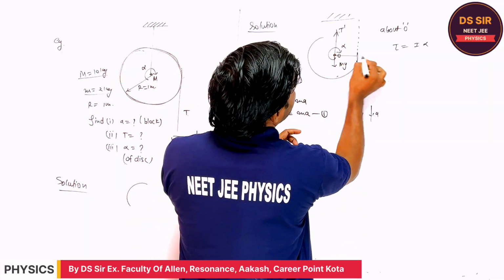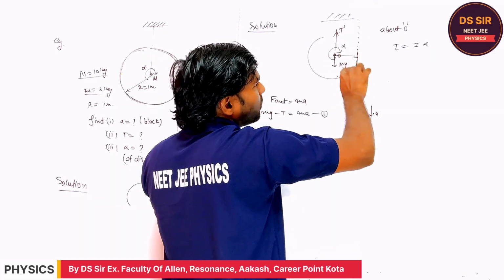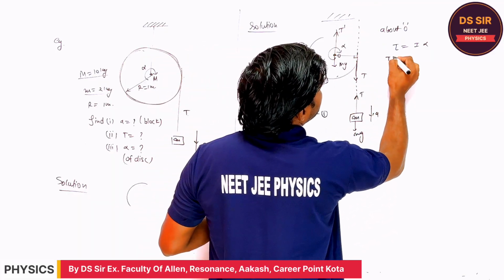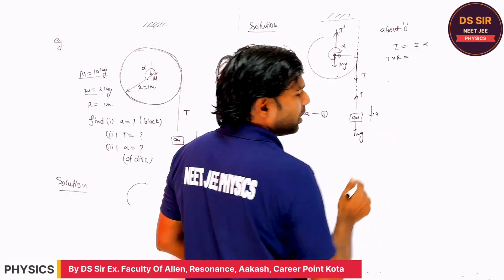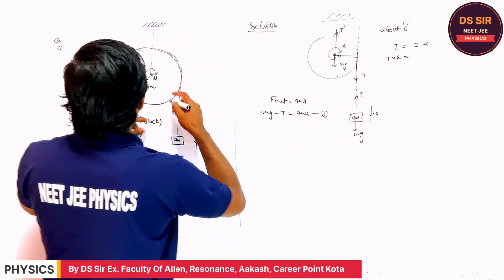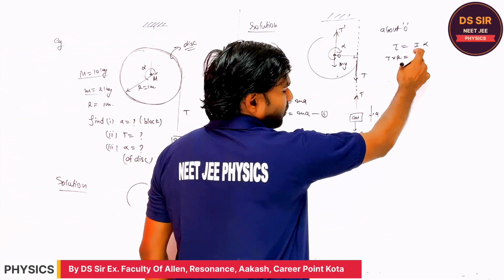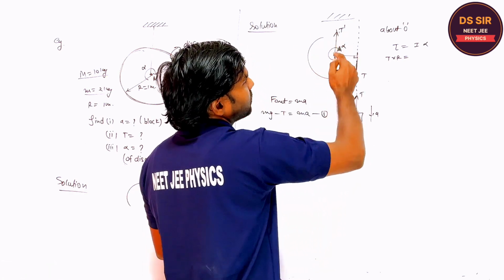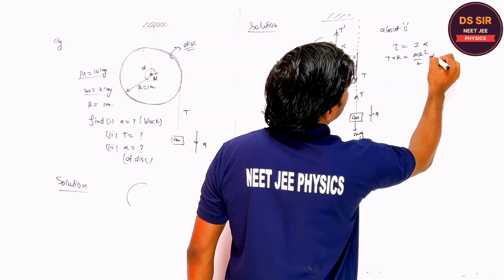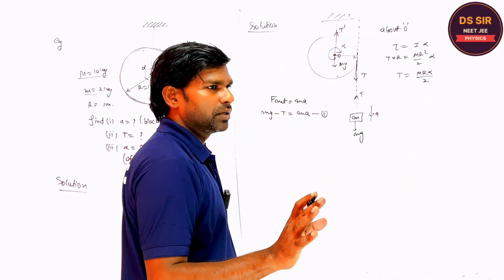This T is applying the torque. How to find the torque? The torque is equal to force multiplied by the perpendicular distance to the line of action of force. So the torque is T into R. Is it clear or not? And which body is this? This is the disc. Can you tell me the moment of inertia about this axis of the disc? MR square by 2 into alpha. So what is the tension? MR alpha by 2. Is it clear or not?